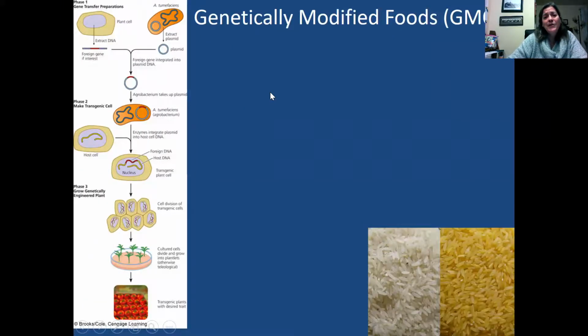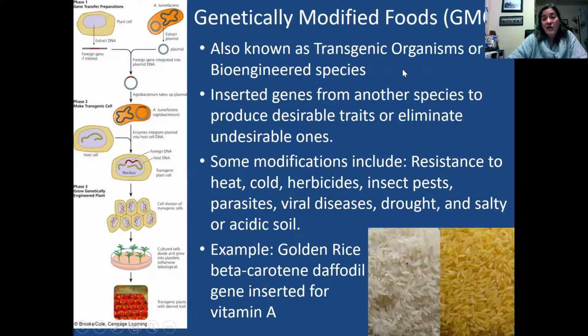All right, so GMOs, also known as transgenic organisms. I've never actually heard that used, but then I'm not an agriculture person. Or bioengineered species, I have heard that one. So it's when you insert genes from another species to produce desirable traits. It's basically manipulating the crops at a gene level to get the qualities that you want.